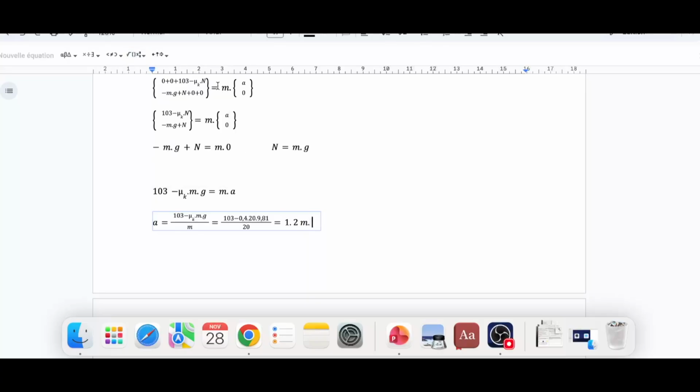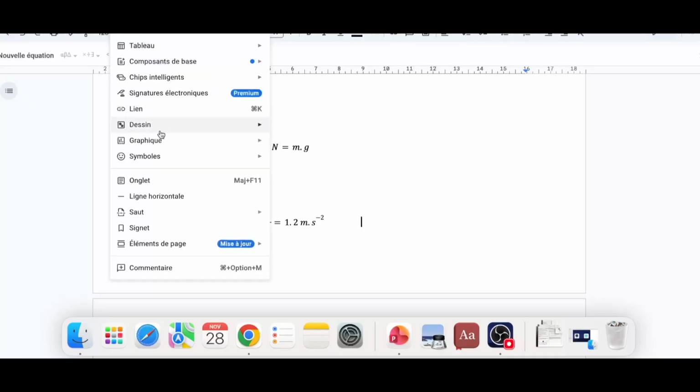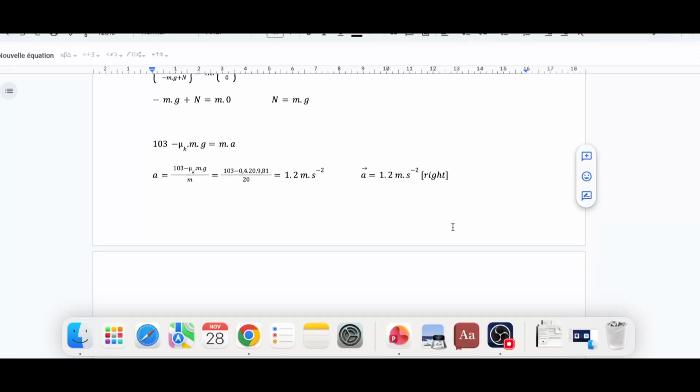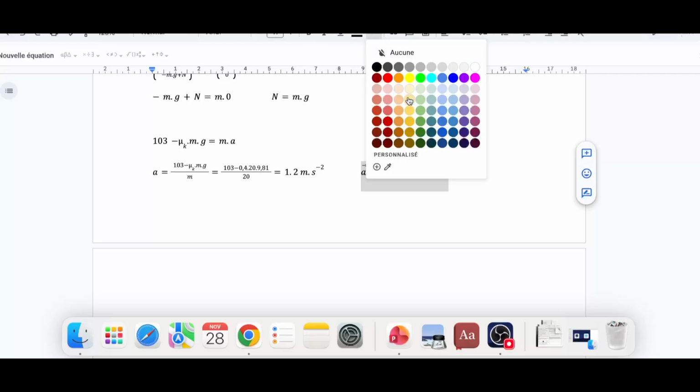The unit of an acceleration is meter per squared second. And because it's a vector, I want to give the final answer as a vector. I know that the direction of the acceleration is horizontal towards the right, so I'm going to write acceleration equals 1.2 meters per second squared, and the direction is right. You can also put east as a direction if you want to, and we're going to highlight that answer.